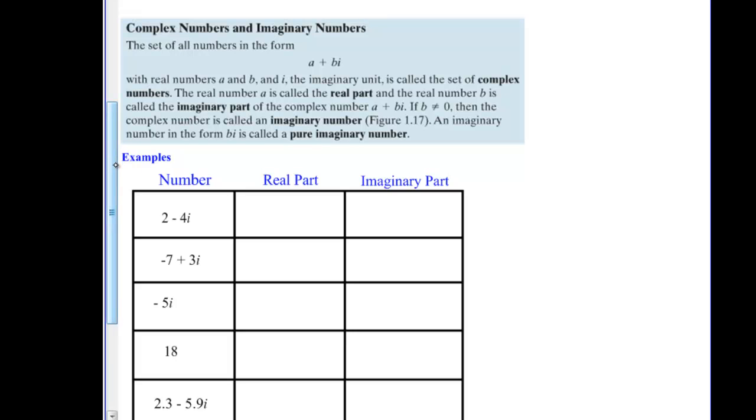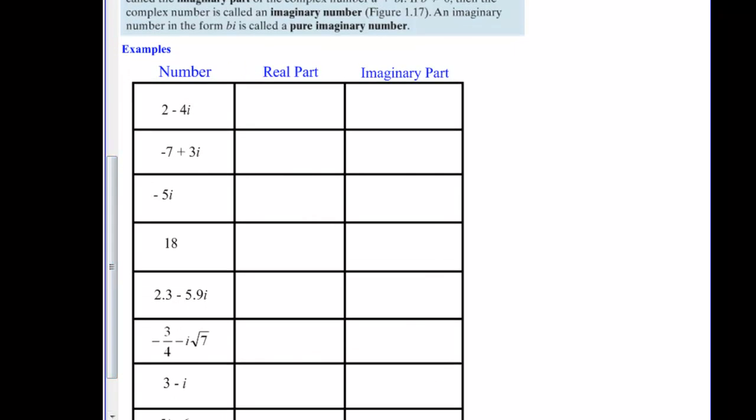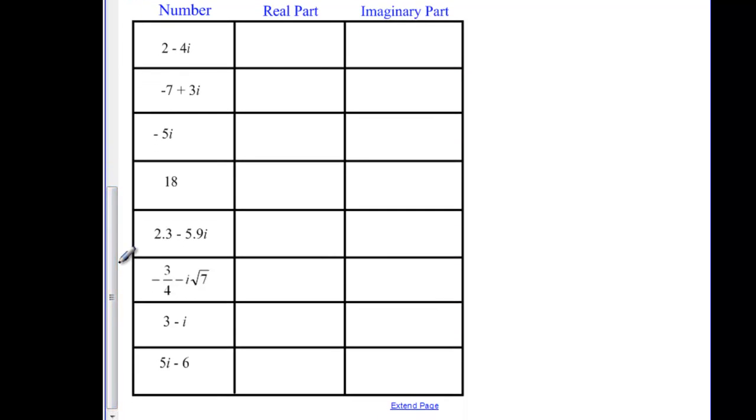So I want you to go through and identify the real part for all of these and the imaginary part for all of these. What's the real part of 2 minus 4i? Okay, what about the imaginary? Minus 4i. What about -7 plus 3i? Yep. All right, what's the real part for minus 5i? 0. Minus 5i for the imaginary.